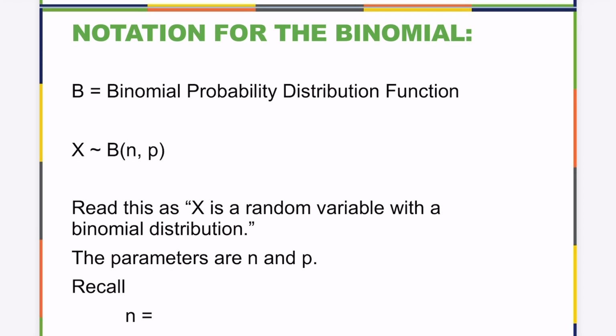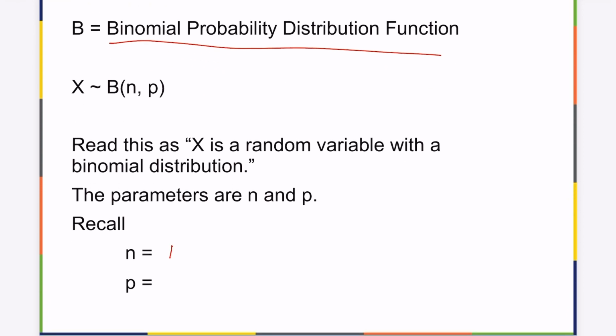If X is a random variable that has a binomial distribution, B stands for the binomial distribution, then we say X tilde, or is distributed as a binomial, and there's two parameters, N and P. So N is the total number of trials, and P is the probability of success in one trial.